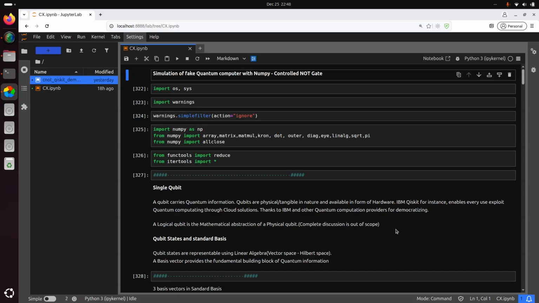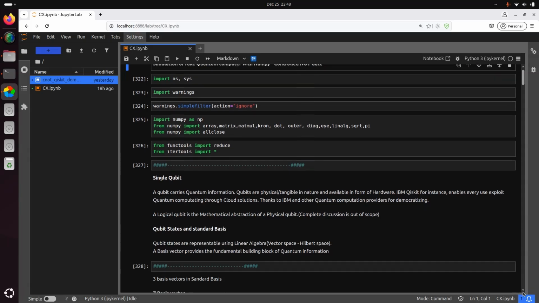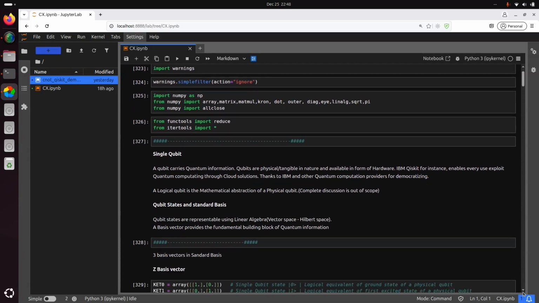Now define the single qubit. Qubits carry quantum information, and they are real, physical, tangible in nature, and they are also available in the form of hardware. For instance, IBM Qiskit, PennyLane, Xanadu. These are some well-known platforms, or cloud computing platforms, who provide quantum computing as a cloud solution. A logical qubit is a mathematical abstraction of a physical qubit, and the complete discussion and comparison is out of scope of this discussion.